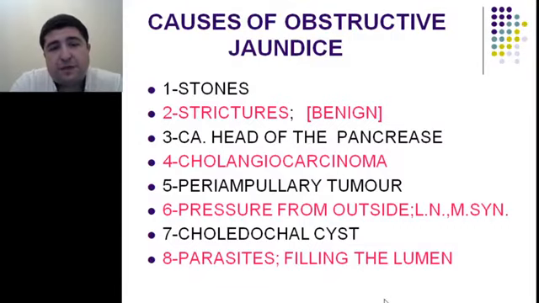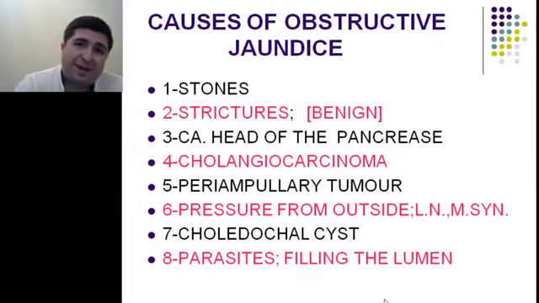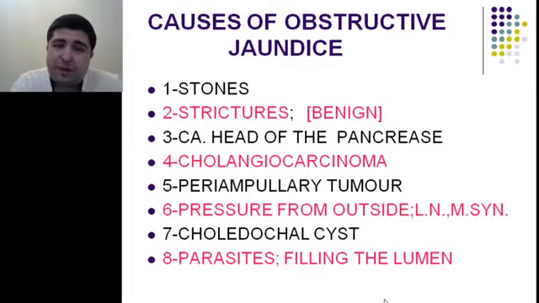The third cause is cancer of the head of the pancreas. In this case, a tumor forms in the head of the pancreas and it is growing, and as a result there is compression by the head of the pancreas on the common bile duct or the hepatic duct, or compression of the liver. And in this case mechanical jaundice can also happen.